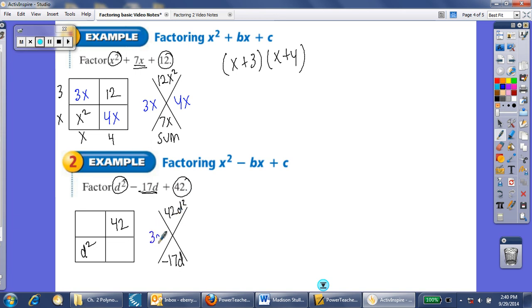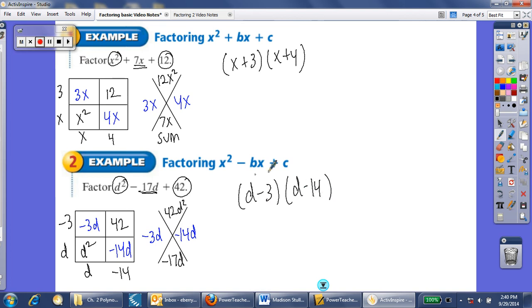So I know that 3 and 14, the product is 42. I need both of them to be negative so that when I add negative 3 and negative 14, I get negative 17. Fill them into your boxes. And now I need to get the dimensions, the length and the width of the box. D times d is d squared. D times negative 3 is negative 3d. And d times negative 14 is negative 14d. My final answer is d minus 3, d minus 14.